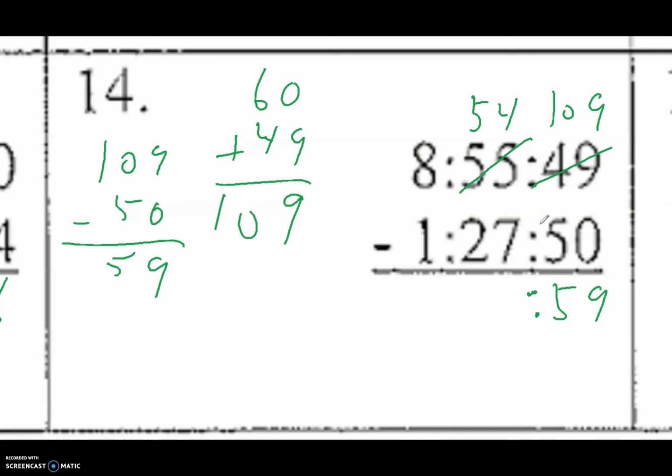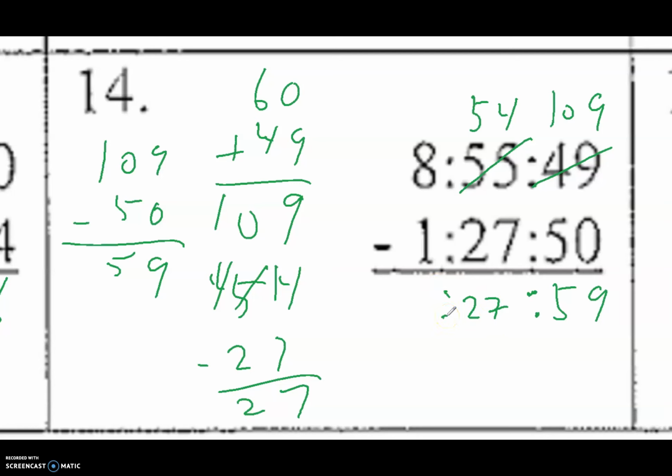54 minus 27. Again, I'm just going to do it over here. 5 becomes a 4. You remember this from elementary school. 4 becomes a 14. 14 minus 7 is 7. 4 minus 2 is 2. Is 27. Look at that. And finally, 8 minus 1 is 7. So we actually have 7 hours, 27 minutes, 59 seconds.